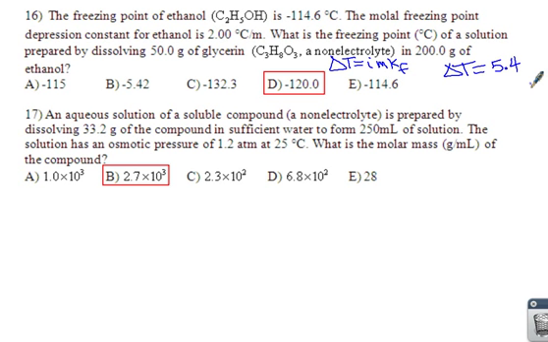Say again? Oh, well, we have the constant, right? So we have K. We need to figure out the molality. So we have the moles divided by the kilograms of solvent. So I converted 50 grams of glycerin into moles and then divided it by 0.2 kilograms of solvent to get that molality. It says it's a non-electrolyte, so i doesn't matter. It's a 1. Multiply those together, you get a delta T of 5.4.